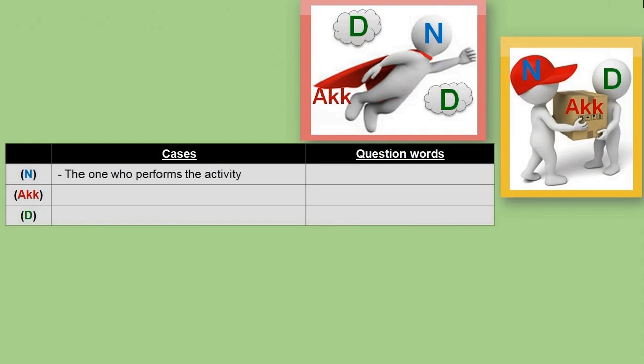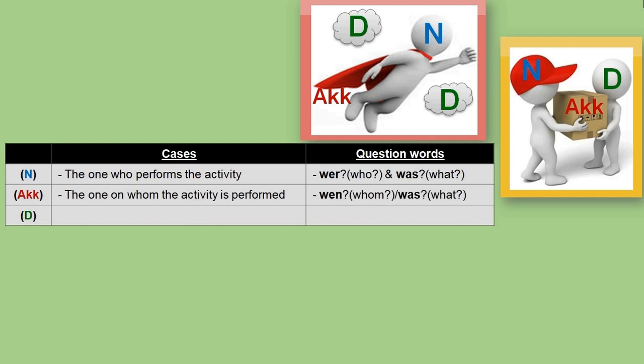We already know that the nominative is the one who performs the activity and answers the question words wer, or who, and was, or what. The accusative is the one on whom the activity is performed and answers the question words wen, or whom, and was, what. And the dative is the one indirectly connected with the activity, and answers the question words wem, or to whom, and wo, or where.